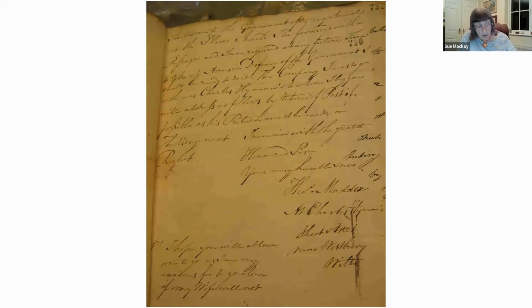The company I was to go with was Charles Hymans, to whom I beg you will address as follows by return of post, if possible, as his return must be made on Thursday next. I remain with greatest respect your very humble servant, Thomas Maddox. And then he says at the end, P.S. I hope you will allow me to go, as I am very anxious to go alone, if my wife will not. Well, the wife won.